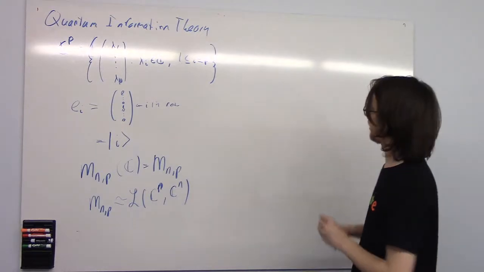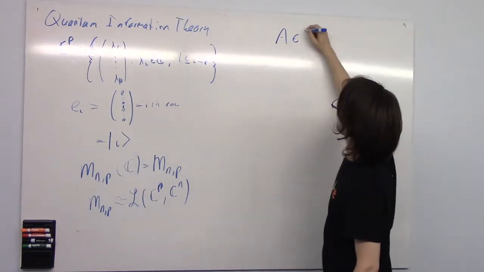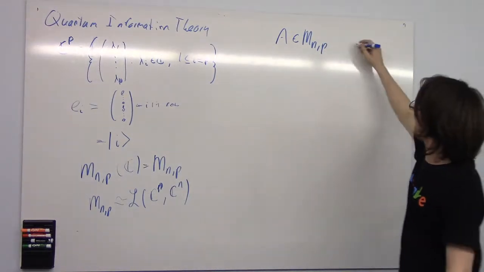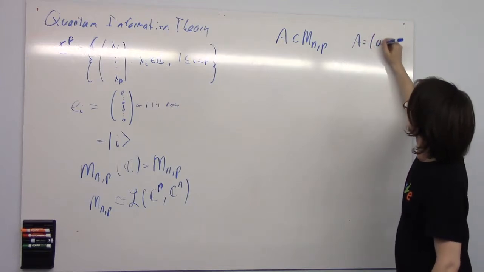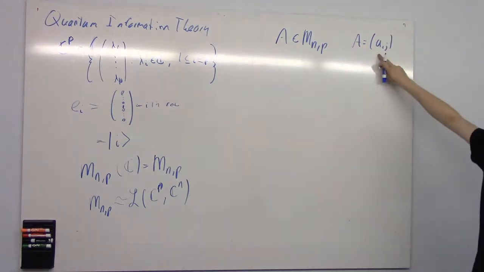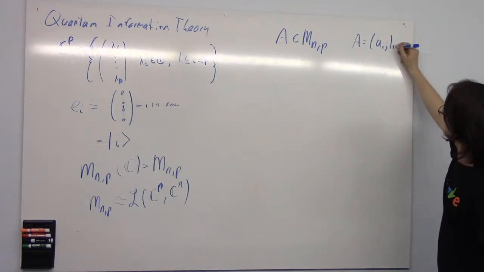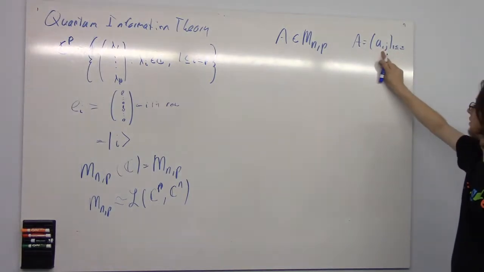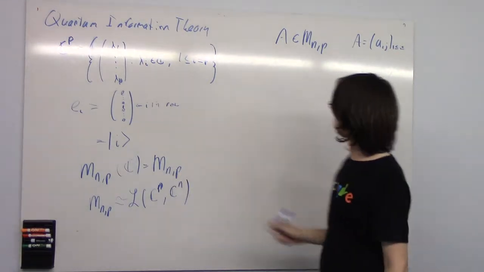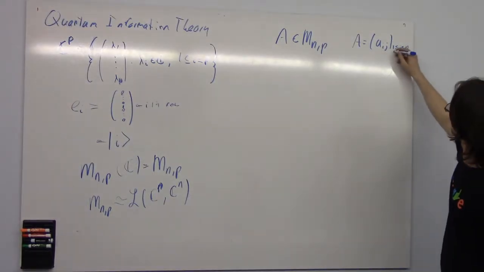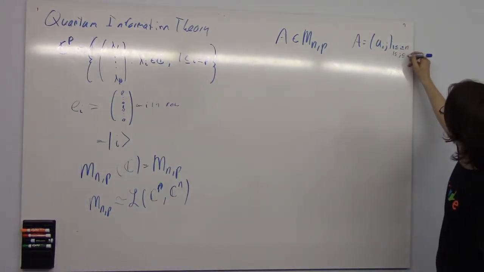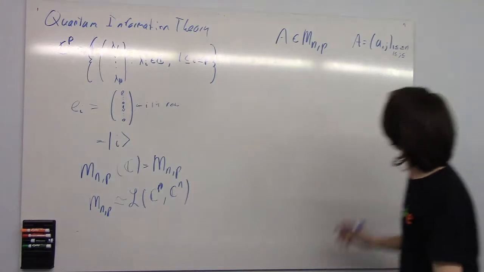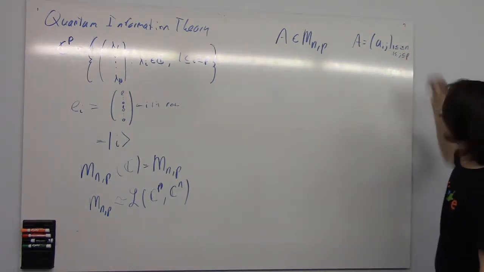How will we do this? Well, take a matrix A, an element of M_{n,p}. Then A is going to be the elements in C, a_{ij}, where 1 is less than or equal to i less than or equal to n. So this is the number of rows. There's n rows. And 1 less than or equal to j less than or equal to p, these are the number of columns. This is n rows, p columns.